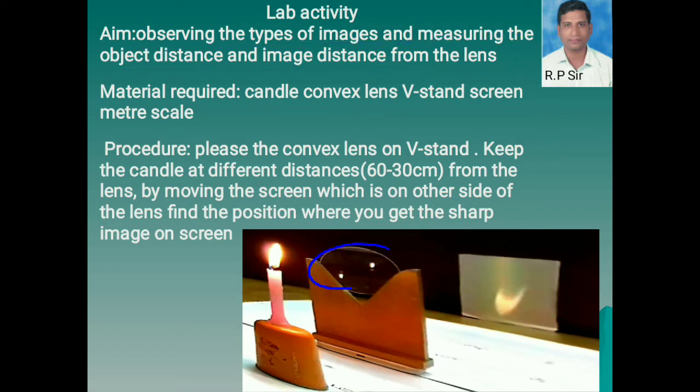Procedure: place a convex lens on V stand. Keep the candle at different distances, say 60, 30 or 20 cm from the lens. By moving the screen, which is on the other side of the lens, find the position where you get the sharp image on the screen.